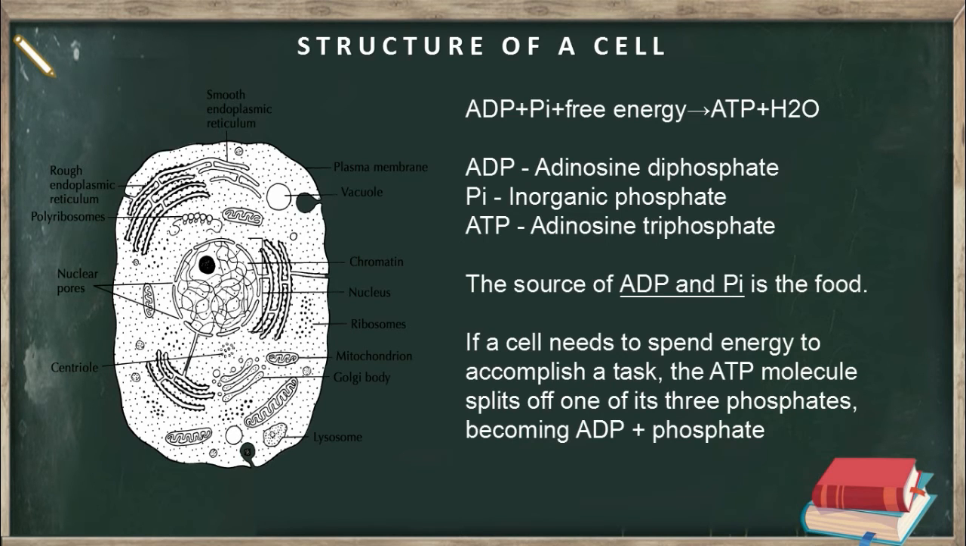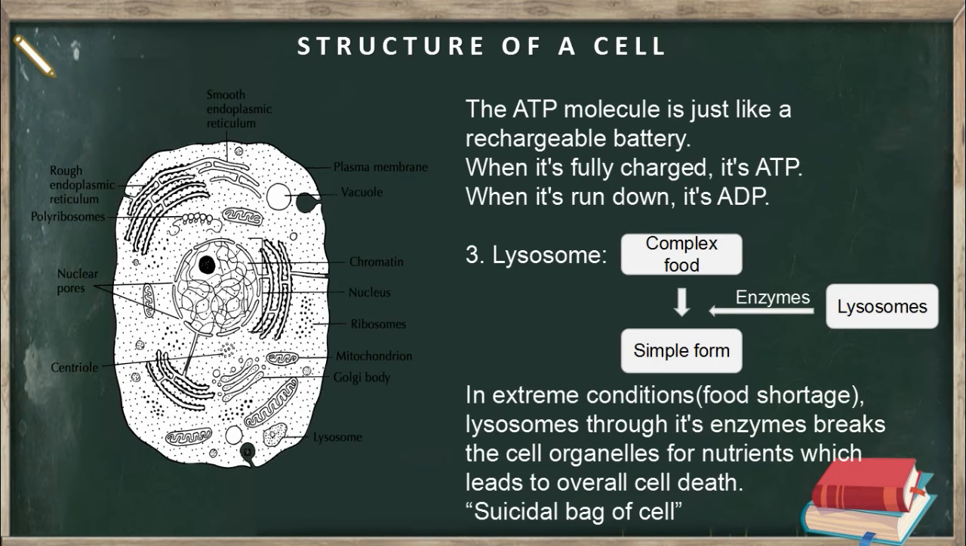When adenosine diphosphate is mixed with inorganic phosphate, it forms adenosine triphosphate and water. The source of adenosine diphosphate and inorganic phosphate is the food consumed by us. If a cell needs to spend energy to accomplish a task, the ATP molecule splits off one of its three phosphates, becoming ADP and phosphate. The ATP molecule is just like a rechargeable battery. When it's fully charged, it's ATP. When it's run down, it's ADP.